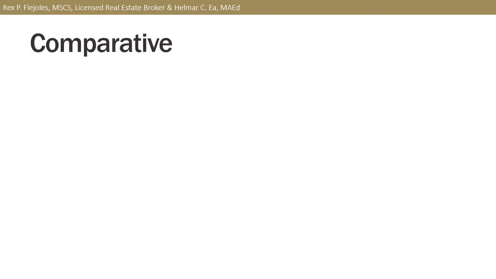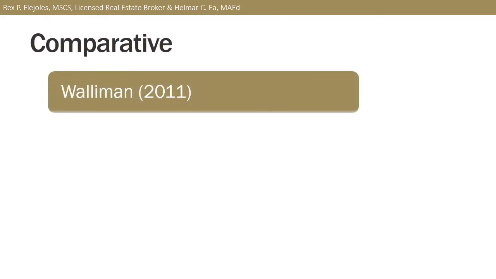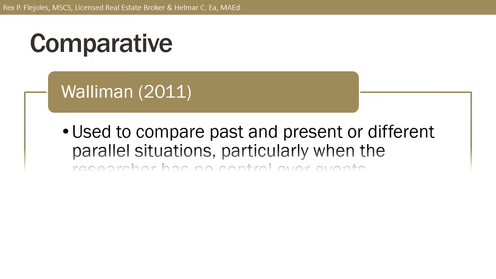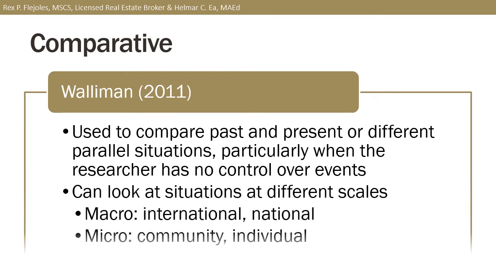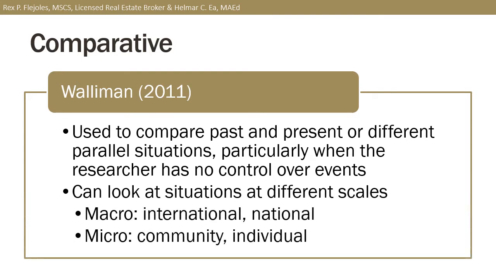Next is comparative. As described by Walliman, this methodology is used to compare past and present or different parallel situations, particularly when the researcher has no control over events. It can look at situations at different scales, macro or micro.